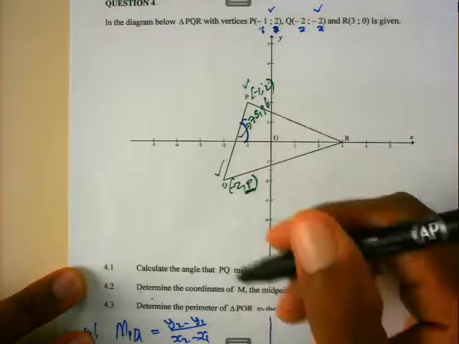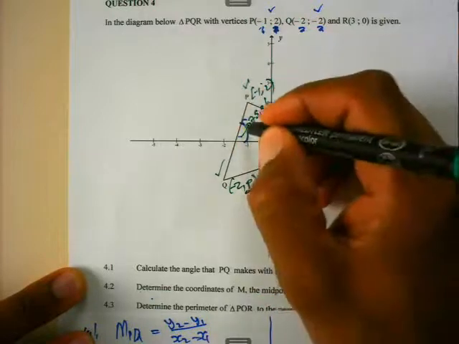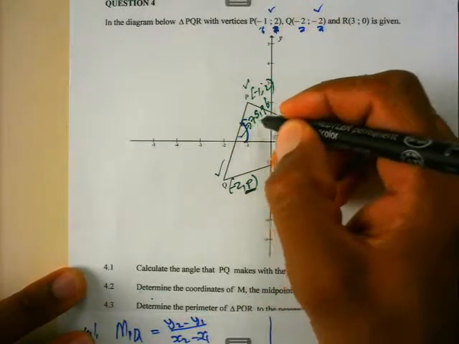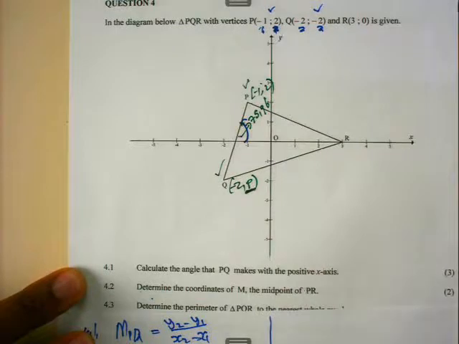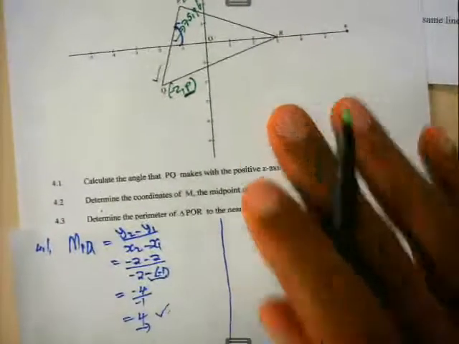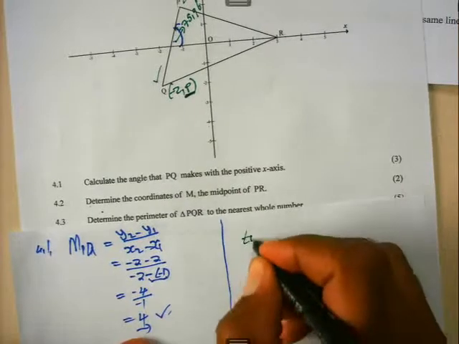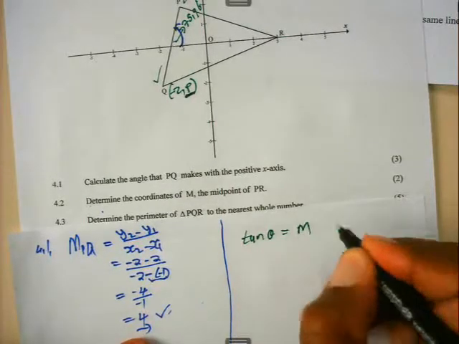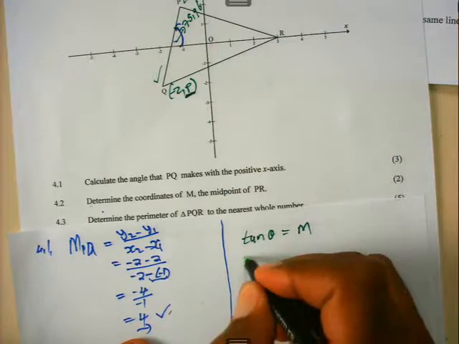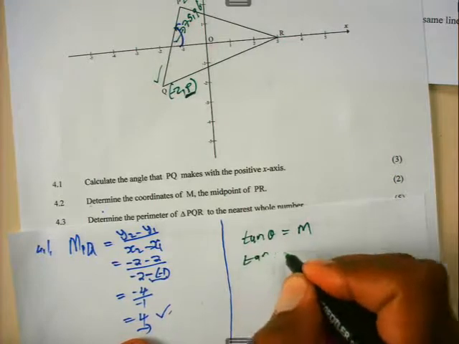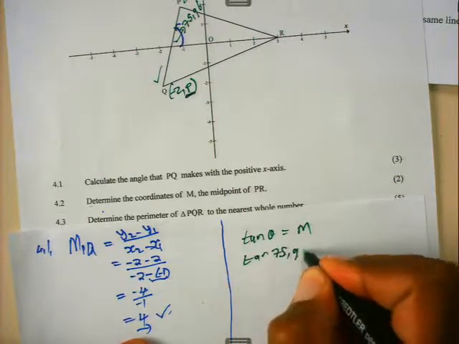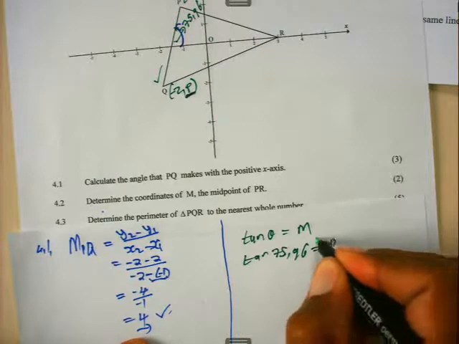Right, now, what is it that I have also here? Immediately once you see that you have this angle, 75,96, that is our angle of inclination. Therefore, we can use the angle now because we know that tan of theta is equal to m. Right, now, we have the angle, which is 75,96, then we can now use this one.